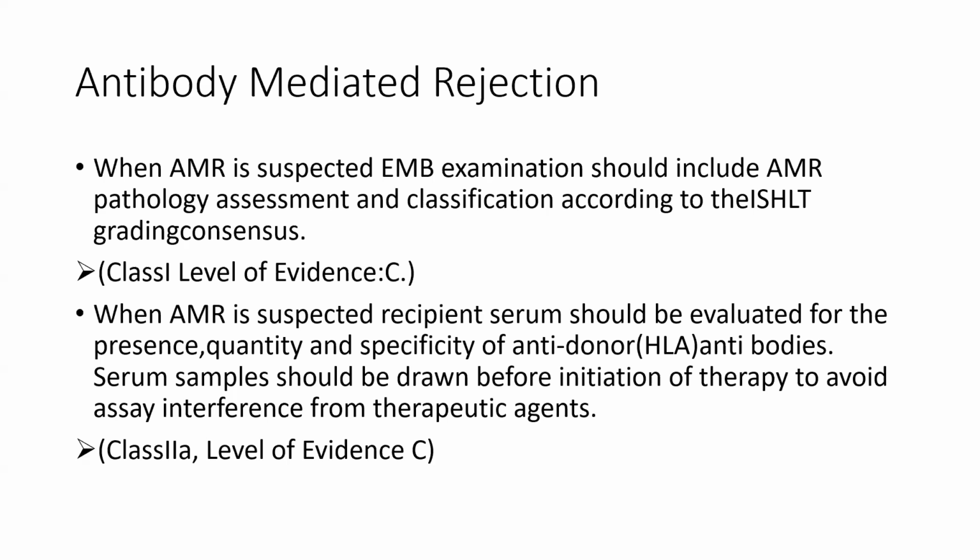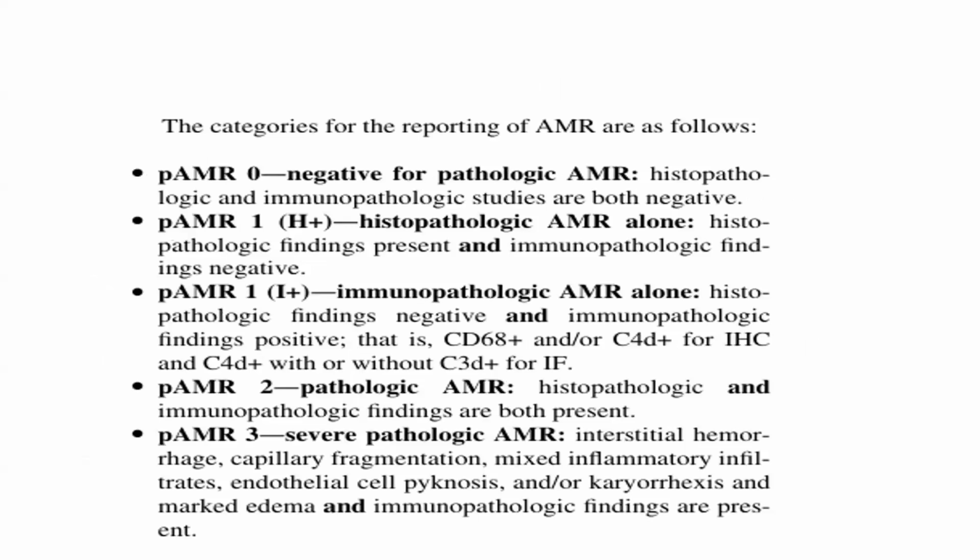When AMR is suspected, recipient serum should be evaluated for presence, quantity, and specificity of anti-donor antibodies. A serum sample should be drawn before initiation of therapy to avoid assay interference from the therapeutic agent. Now, these are the categories for reporting AMR.